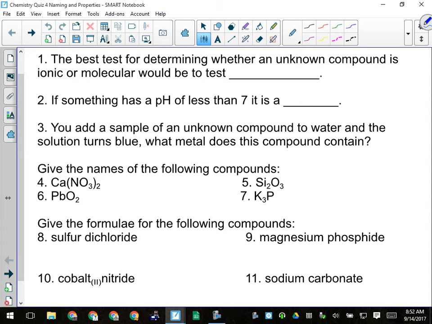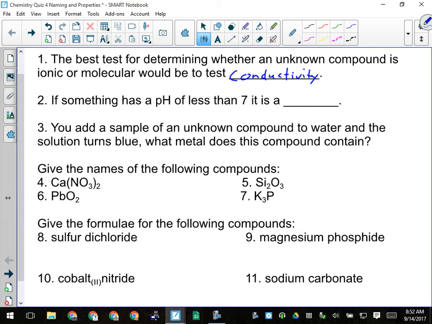Okay, so from our Properties of Compounds lab, what was the test that unequivocally told you whether something was ionic or molecular? Conductivity test. So number one, conductivity. In the truest sense, we should say aqueous conductivity. That means to test the solution, but I'll accept conductivity here. That'll be fine. Okay. All right.